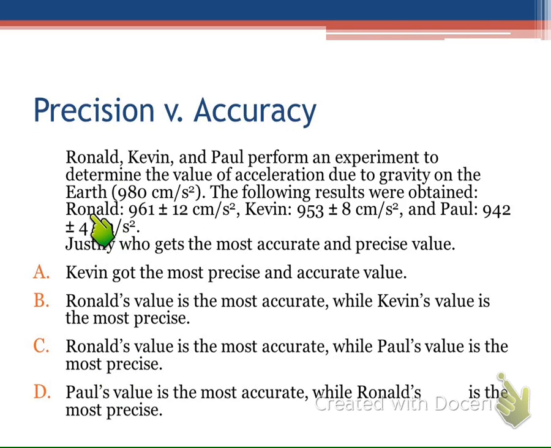Ronald had the most accurate average value at 961. Okay, he had the most variance, but his average was closest to the accurate or the actual value, which means he was the most accurate. Okay, that's what the plus or minus means. That's their variance levels within their measurements.